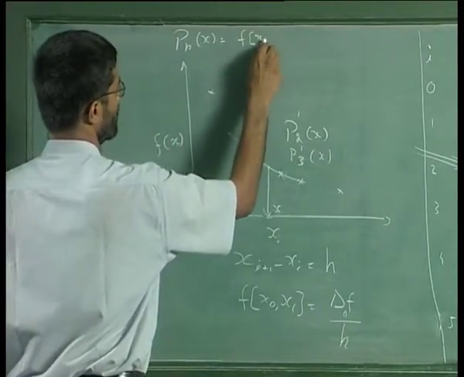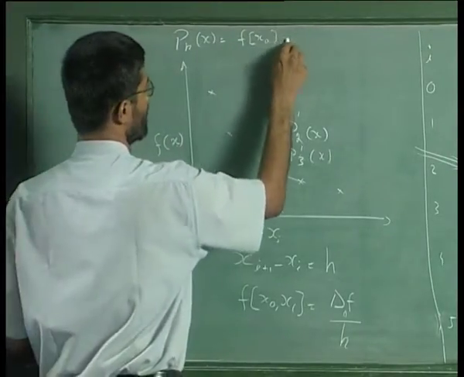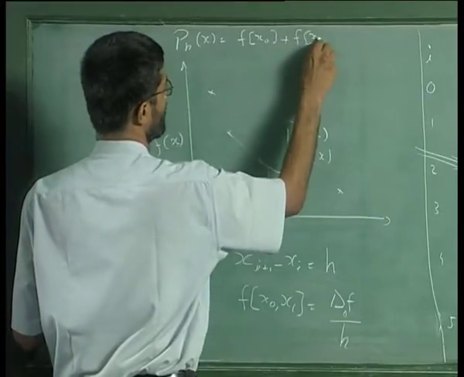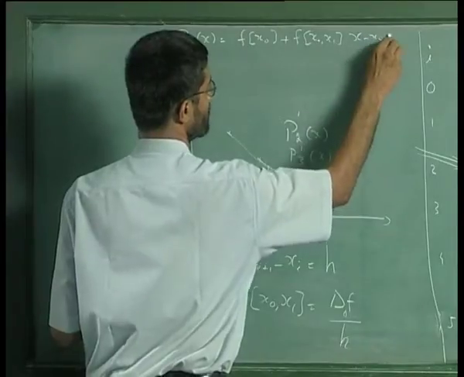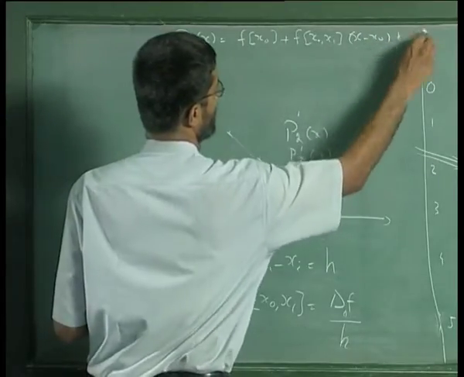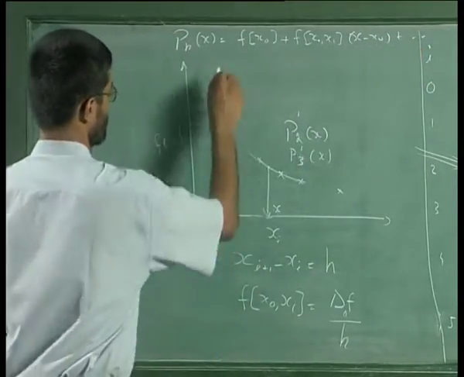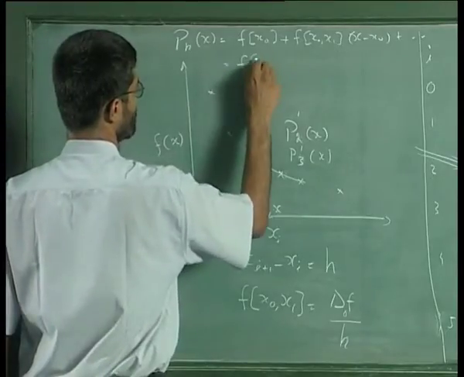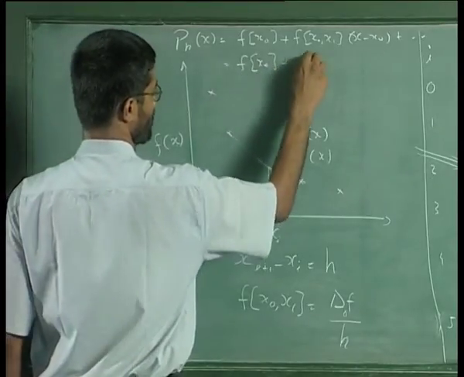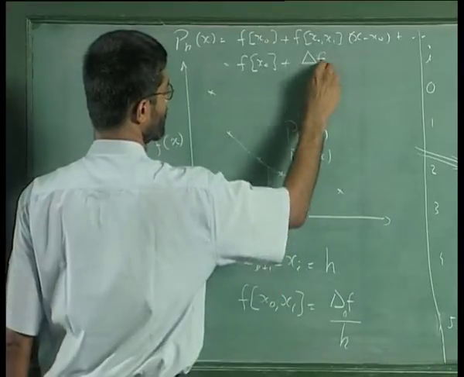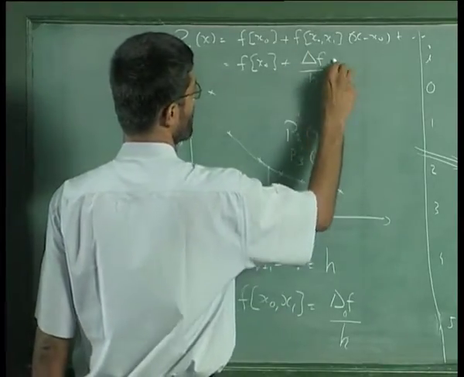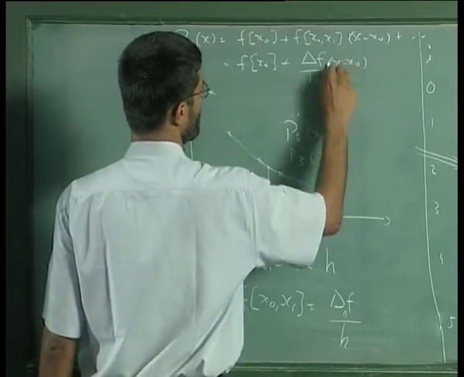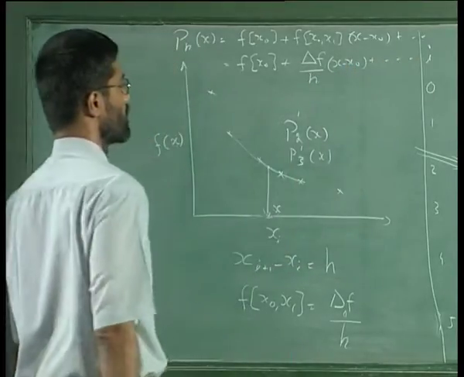Remember that the polynomial in the Newton's form, Pn of x, would be written as f of x0 plus f of x0 x1. This is the coefficient, and then this is x minus x0, plus other terms. Okay. Now in the new notation, this would just go as f x0 plus, now we have a del here, sorry, a del f, divided by h, and then x minus x0, plus other terms.